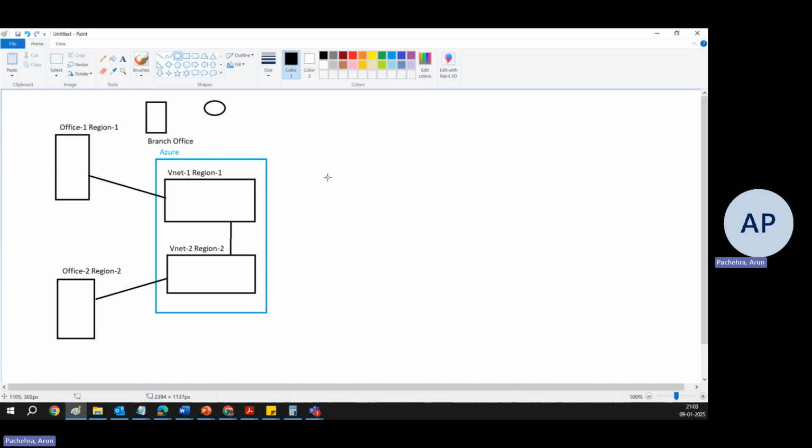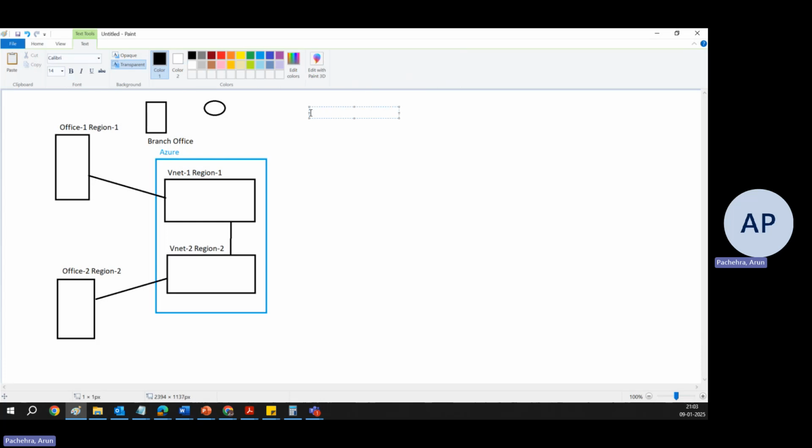The point I'm trying to make here, this kind of huge enterprises, multi-regional environments leads to high latency, right? Leads to high latency and unpredictable performance. This is the point I'm trying to make by drawing these things in a different region, region 1, region 2.